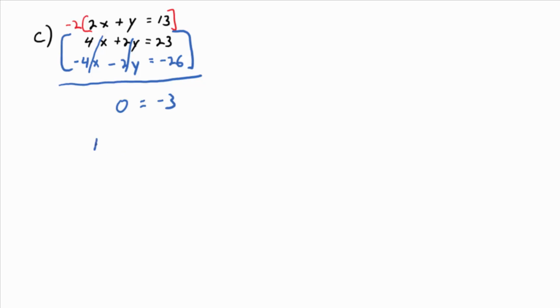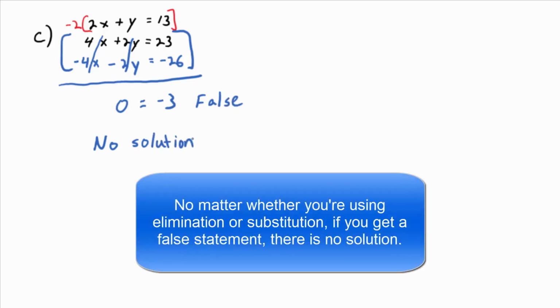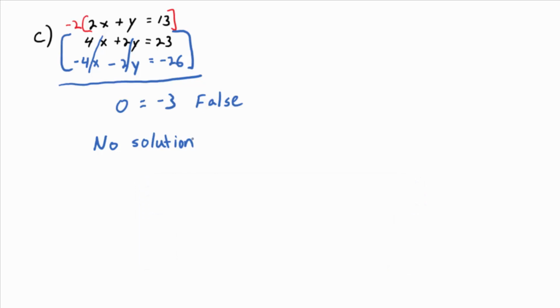No solution. This is an inconsistent system. This is a false statement, right? 0 equals negative 3, false. That means there's no solution. The lines never intersect when you get a false statement like that, unless you make a mistake, right? So no solution. Any questions there? Okay.